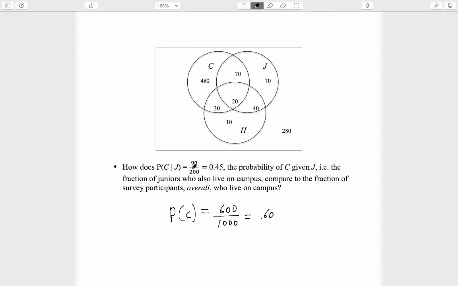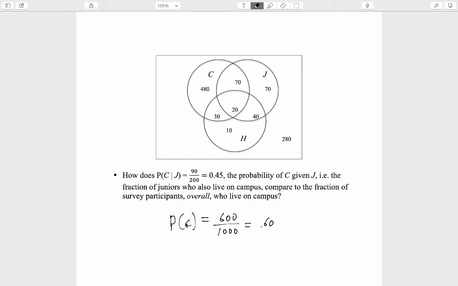If we're looking just at juniors, there's a 45% chance that a randomly selected junior lives on campus. But if we're looking at anybody and don't know anything about their class year, there's a 60% chance that they live on campus. Or in terms of fractions, 45% of the juniors live on campus, but 60% of everybody lives on campus. Notice how C is the regular kind of event that we've always been talking about through the course, whereas this new thing, C given J, is a strange new kind of event.